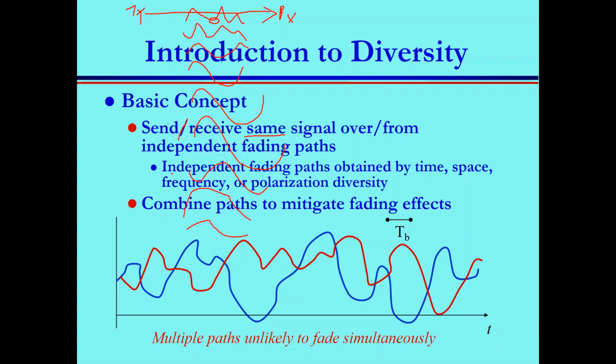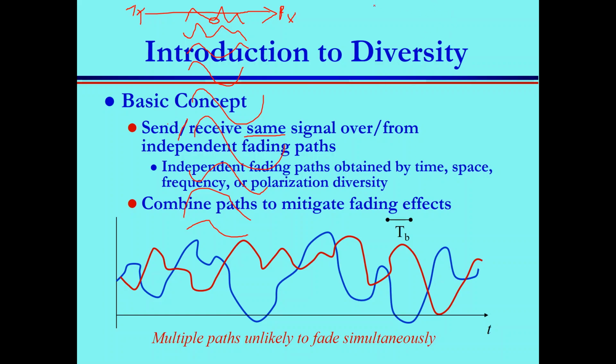You got the concept? Send the same signal over independent fading paths, or receive the same signal from independent fading paths. So from your understanding of the wireless channel, can you give me an example of receiving the same signal from independent fading paths? Yes, you can give me.